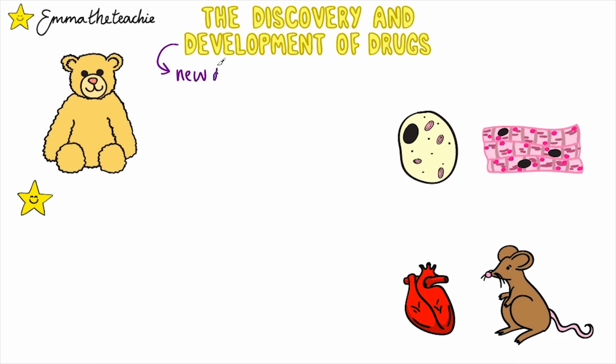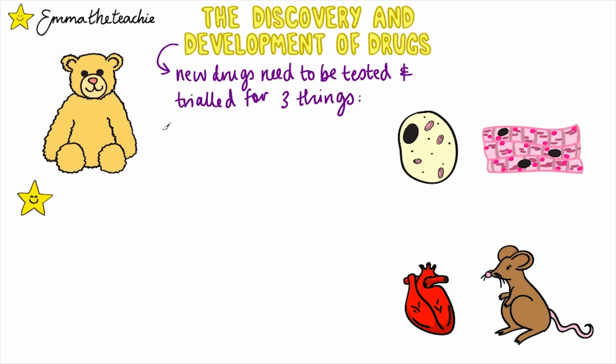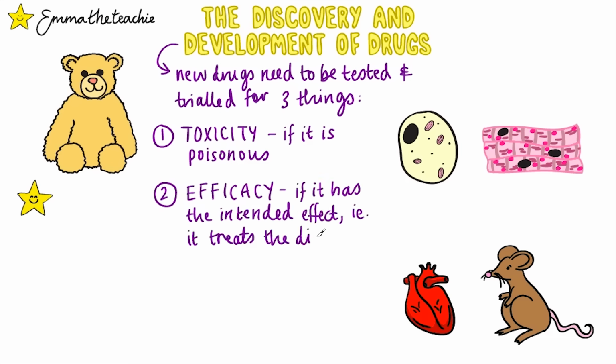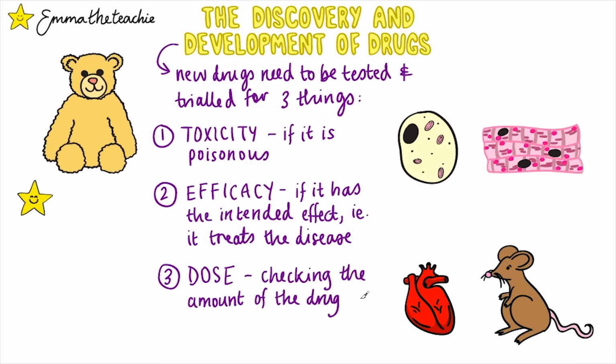New medical drugs have to be tested and trialled before being used to check 3 things. First is toxicity. This means checking if it's poisonous or not. Secondly is efficacy, which means it has the intended effect, i.e., it treats the disease. And thirdly is the dosage. This is checking the amount of drug that needs to be taken to work best.